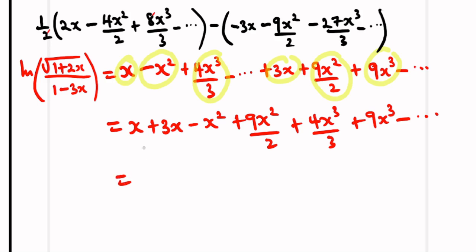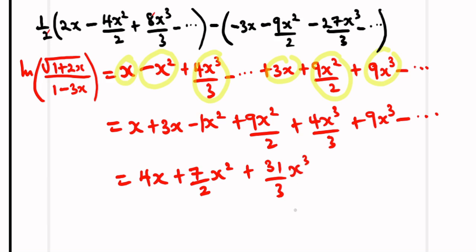So that way x plus 3x gives us 4x. Then minus, okay, let's put 1 here. So minus 1x squared plus 9 over 2x squared. That's minus 1 plus 9 over 2 gives us plus 7 over 2. So plus 7 over 2x squared. So we are left with 4 over 3 x cubed plus 9x cubed. Now 4 over 3 plus 9 gives us plus 31 over 3. Then we'll have x cubed. So plus 31 over 3 x cubed plus dot dot dot.